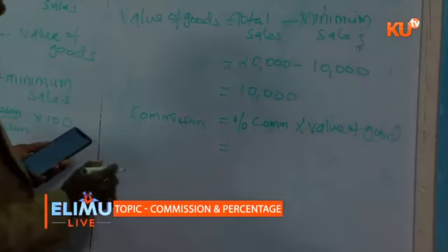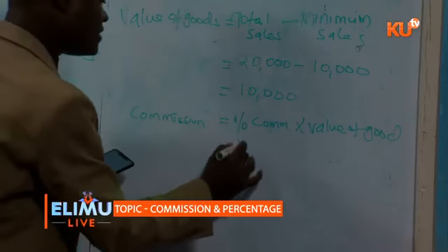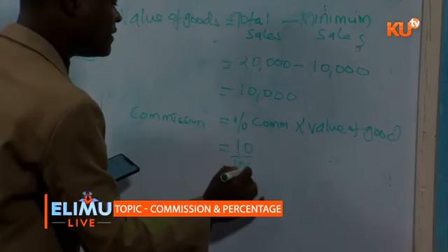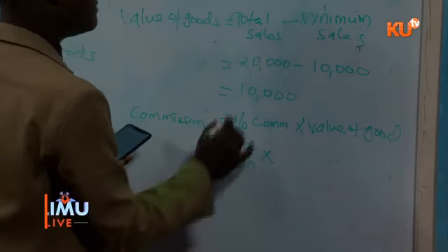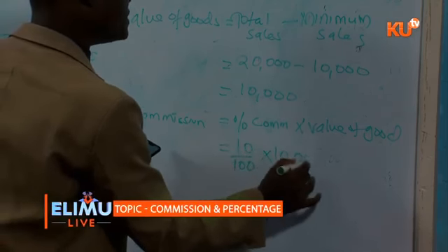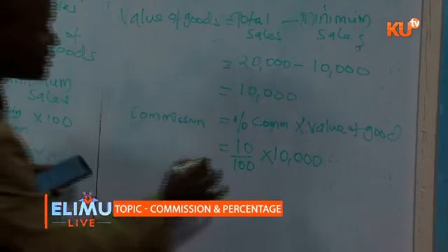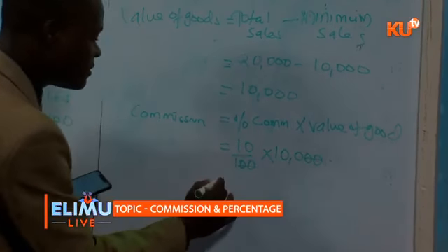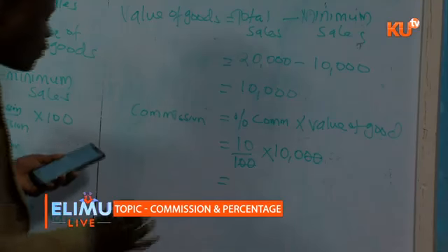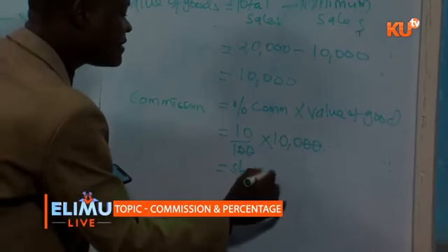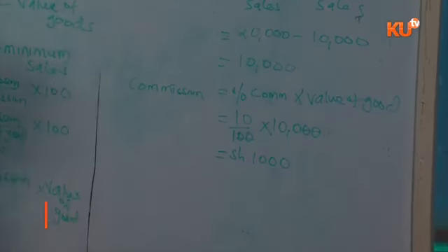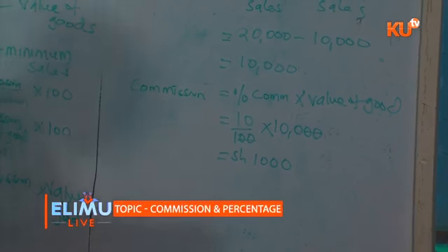So the percentage commission according to the question was 10%. So we take 10%, which is equivalent to 10 over 100, then times the value of goods, which is 10,000. So that one will give us 2 zeros with 2 zeros. So we have 1,000 shillings. So the 1,000 shillings was the commission that he got from all this.